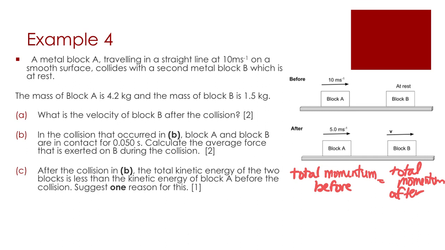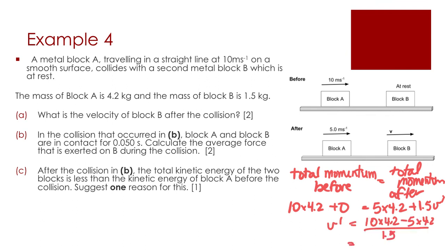So let's go through. What I've done here is I've written in the total momentum of A before, because it was moving at 10 meters per second, mass times velocity. The other one's at rest, so that's 0. And here we are after, and I've written V prime after, just to denote it's not the same as the initial velocity. Now I'm just going to do some algebra. I'm going to put all my numbers on one side, and I end up with 14 meters per second. I'm just going to write that up here. Notice it's positive, which means it's moving to the right.